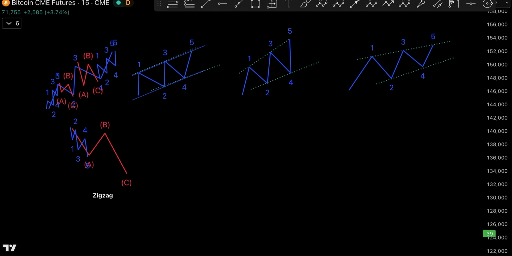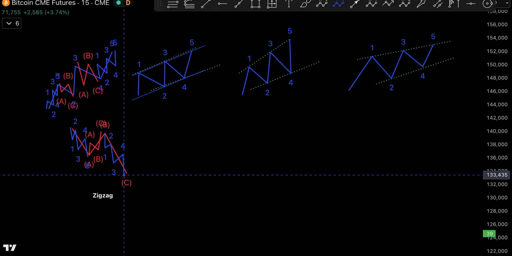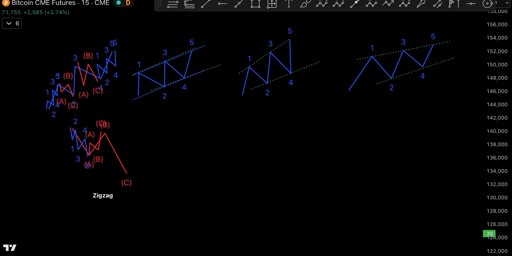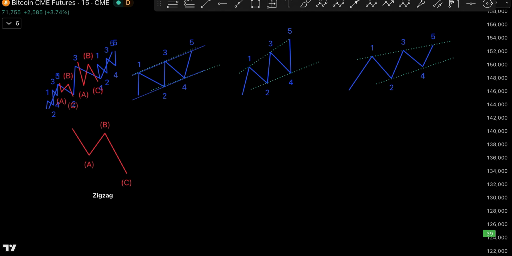And the B wave is almost the same as an ABC correction or a WXY, or it could be a triangle. So I'm going to talk about all these corrections, what we can get inside the main wave. And this would be 1, 2, 3, 4, 5. So this is called a zigzag, and it's a 5, 3, 5 structure. I will delete this to keep it slightly clearer because this is still a beginner's tutorial and I don't want to add complexity to understanding the simple wave structures.